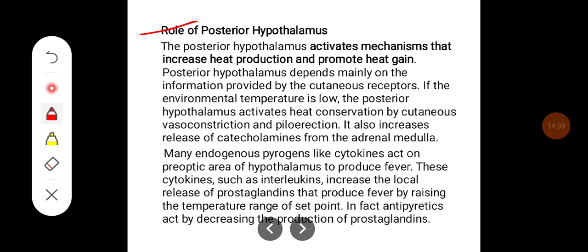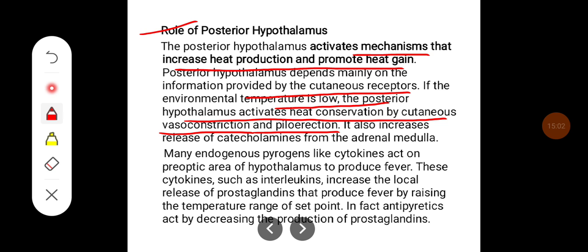The role of posterior hypothalamus. Posterior hypothalamus activates mechanisms that increase heat production and promote heat gain. Posterior hypothalamus depends mainly on the information provided by the cutaneous receptors. If the environmental temperature is low, the posterior hypothalamus activates heat conservation by cutaneous vasoconstriction and piloerection. It also increases the release of catecholamines from adrenal medulla.